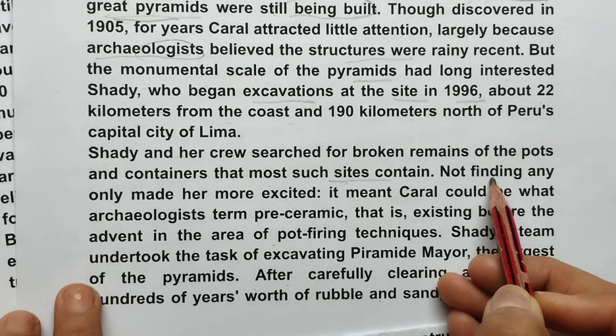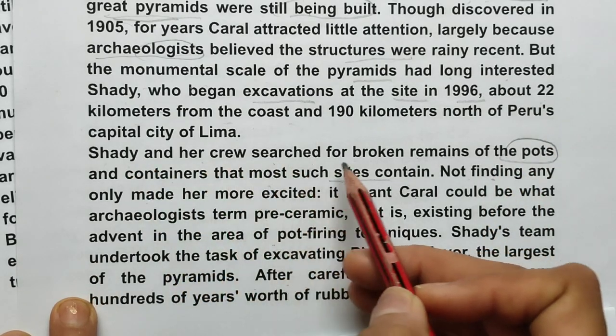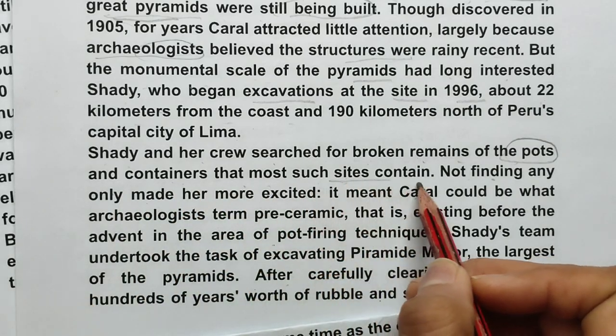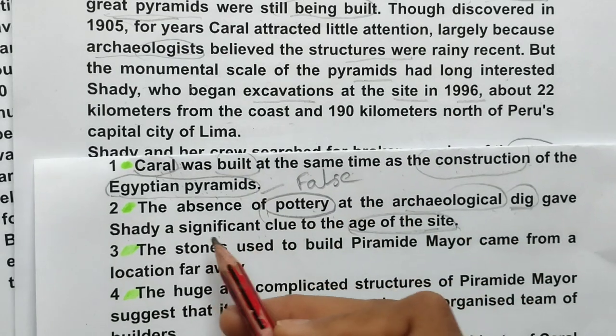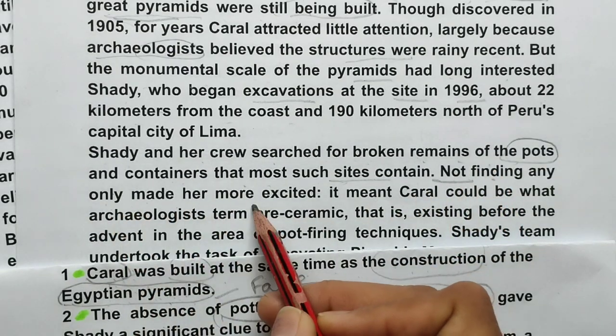Containers, such sites not find. Shady and her crew searched for broken remains of the pots and containers that most sites contain, not finding any. Not finding means absence of pottery. It only made her more excited.